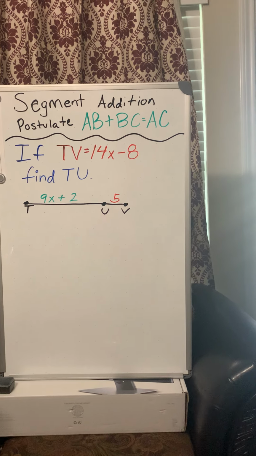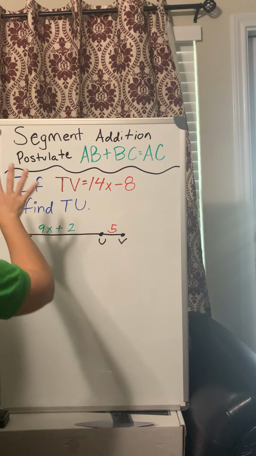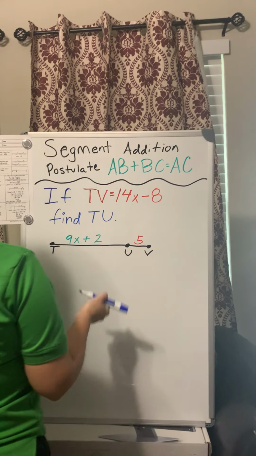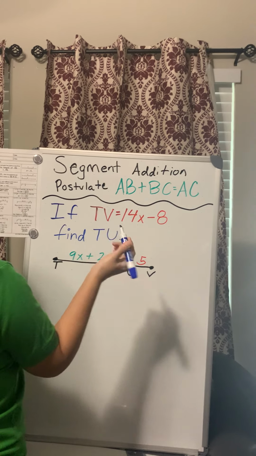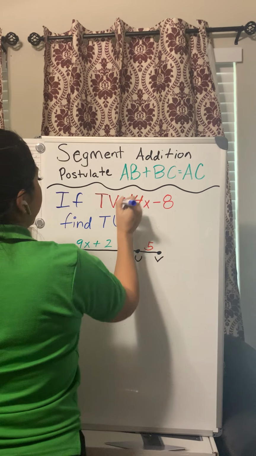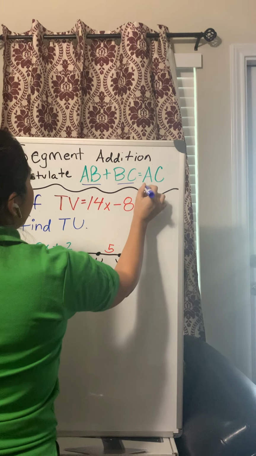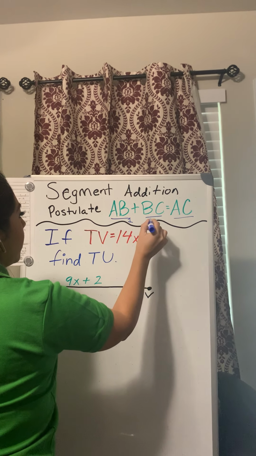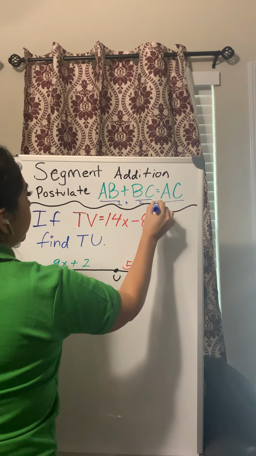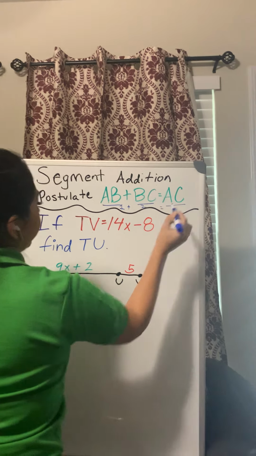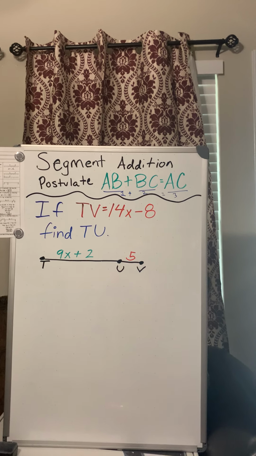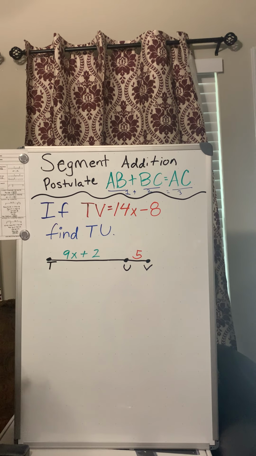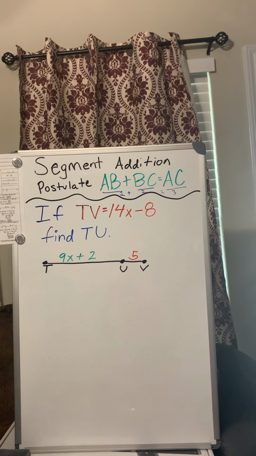Going back to the segment addition postulate, just to review a little from the other video, we came to the conclusion that the segment addition postulate is AB plus BC equals AC. In other words, part 1 plus part 2 equals part 3. Pretty simple.